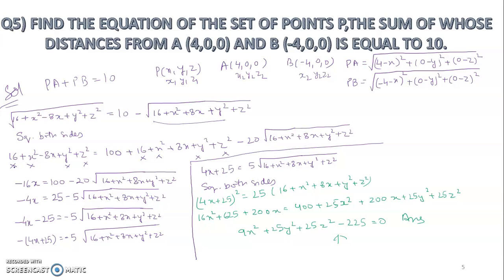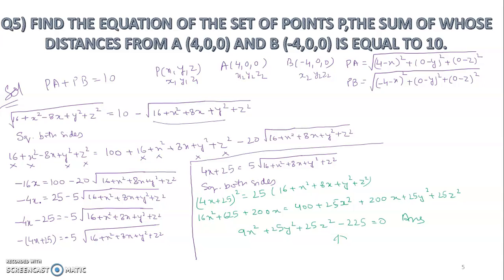Now after solving this, see this is what will cancel: 16 and 16 will be cancelled, x square and x square cancelled, y square and y square cancelled, z square and z square cancelled. So what are we left with? Minus 18x from here, and this plus 8x will be on the left side. So minus 8x and minus 8x will give me minus 16x, which is equal to 100 minus 20 of this.